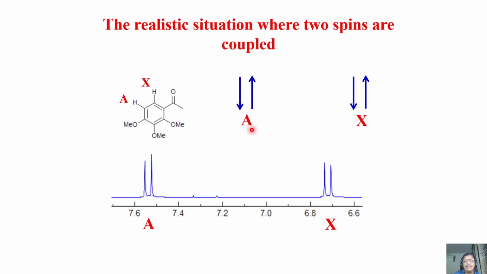That's why I call it A and X. We'll talk more about Pople spin nomenclature, weak and strongly coupled systems in subsequent classes. There will be a detailed discussion. I'll discuss all these things with you.